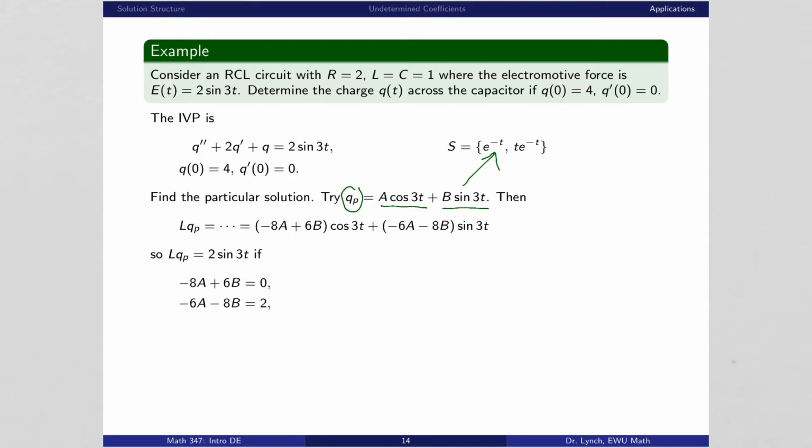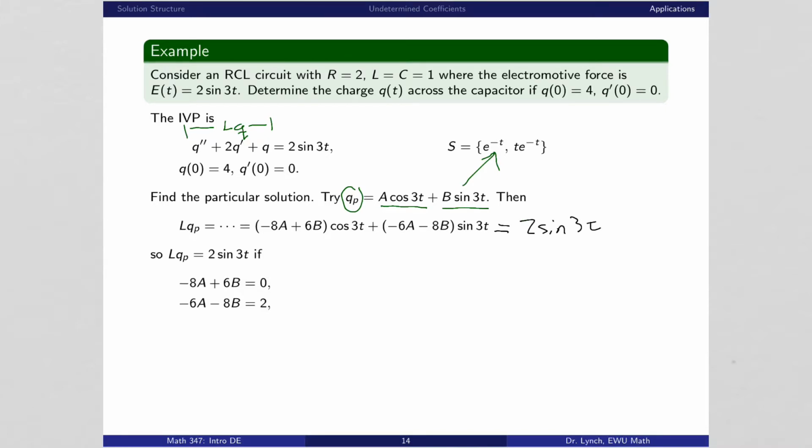There's no glitch in our method here. We'll just plug QP into LQ, again this thing up here is LQ, and see what we get. I've left out the details there, but you can imagine that when you take the first and second derivatives and mix them up as Q double prime plus 2Q prime plus Q, you end up with a cosine term and a sine term, and what we'd like this cosine term plus this sine term to equal is 2 sine of 3t.